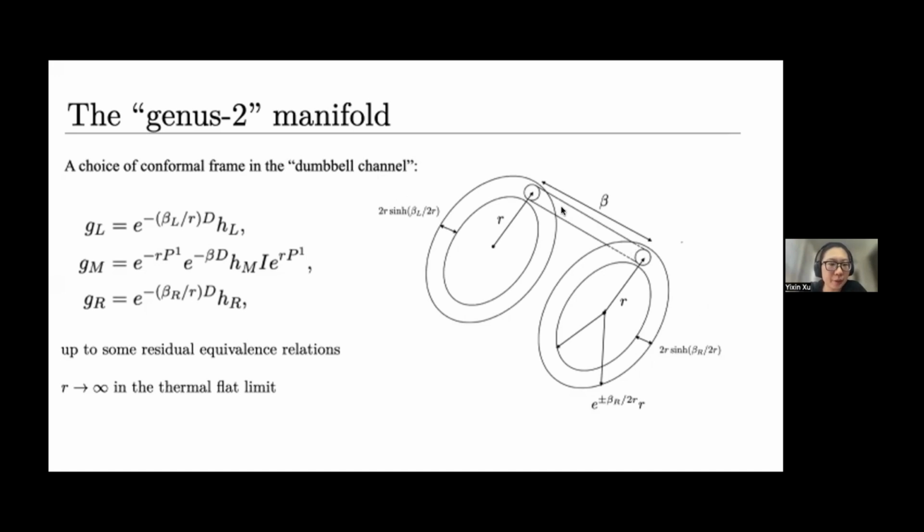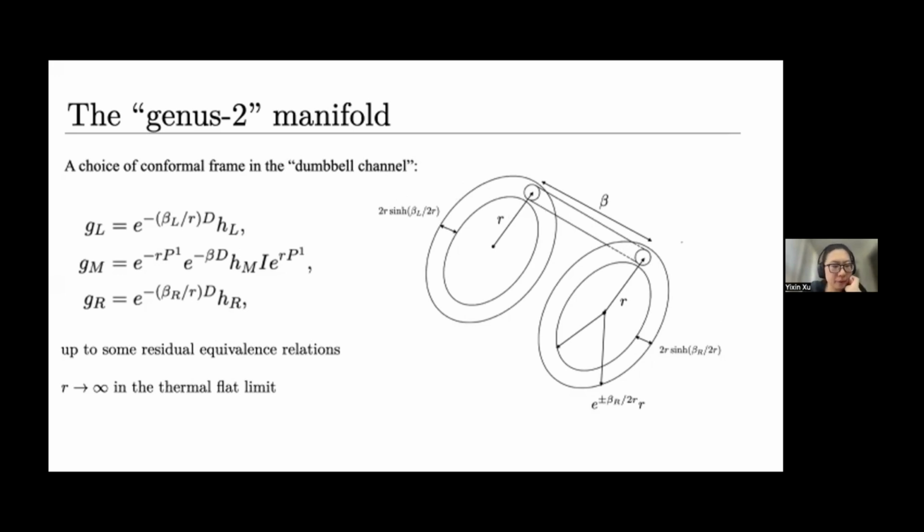And then glue the boundaries of the two removed balls with a cylinder, and the length of the cylinder is supposed to be beta. Of course, you can apply some angular twist along the annulus and also apply some angular twist along the cylinder in the middle. All the angular twists HL, HM, and HR will be similarly subject to some residual equivalence relations.